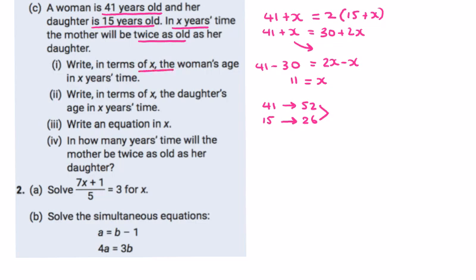In terms of X, the woman's age is 41 plus X. The daughter's age in X years' time will be 15 plus X. We've written an equation in X, and we have answered the question here.